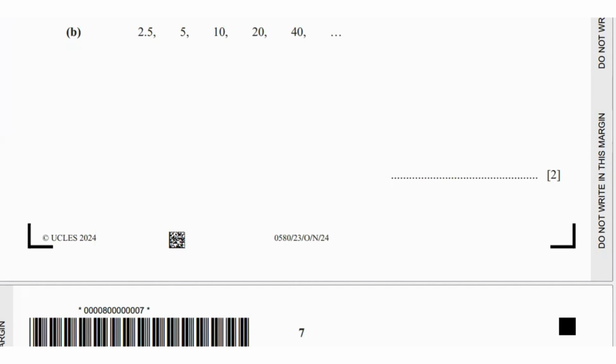So let's see if we have a common ratio. For the common ratio, we divide consecutive terms. So 5 divided by 2.5 is 2. Again, 10 divided by 5 is 2. 20 divided by 10 is 2. So we can see that we have a common ratio of 2. So whenever we have common ratios, that means we have a geometric sequence.